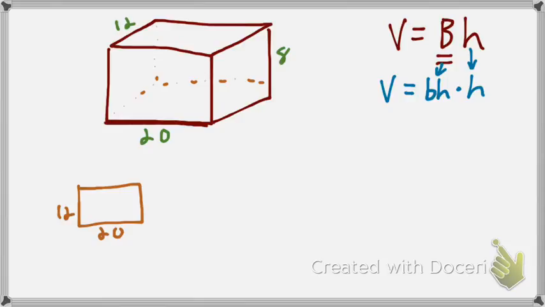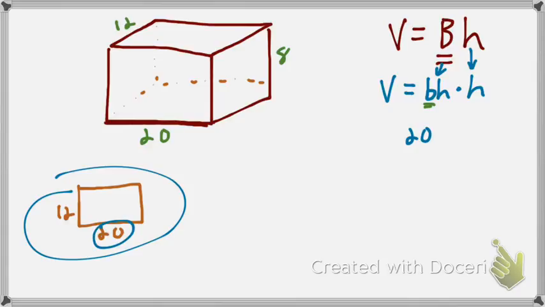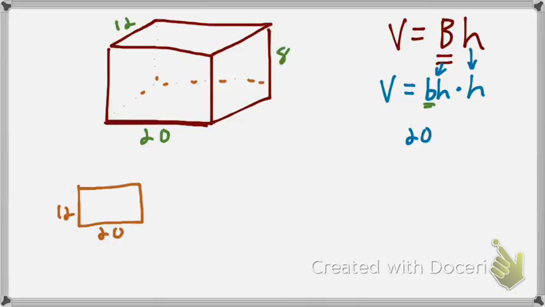If we're looking at just the base here, what is the base of the base? 20. Here's our base. There's the base of the base. We start repeating words, and I hate that, but that's just the nature of the beast. It's why people struggle with this. What is the height of the base? 12. Times, what is the height of the prism? 8. 8 is the height overall, right?